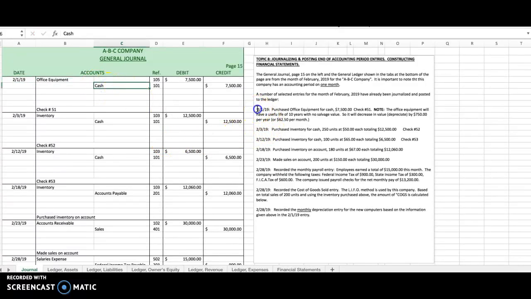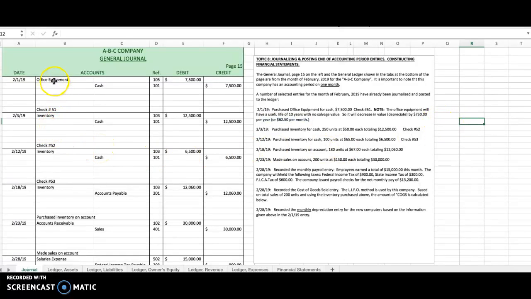One note over here that we need to pay attention to later in this problem will be the information given to you along with the purchase of the office equipment. The office equipment will have a useful life of 10 years, no salvage value, so it would decrease in value by 750. 7,500 divided by 10, 750 a year, and this company has an accounting period of 1 month. That's important. So then we need to take the 750 divided by 12, and the depreciation on the office equipment is $62.50 a month. We'll come to that a little bit later.